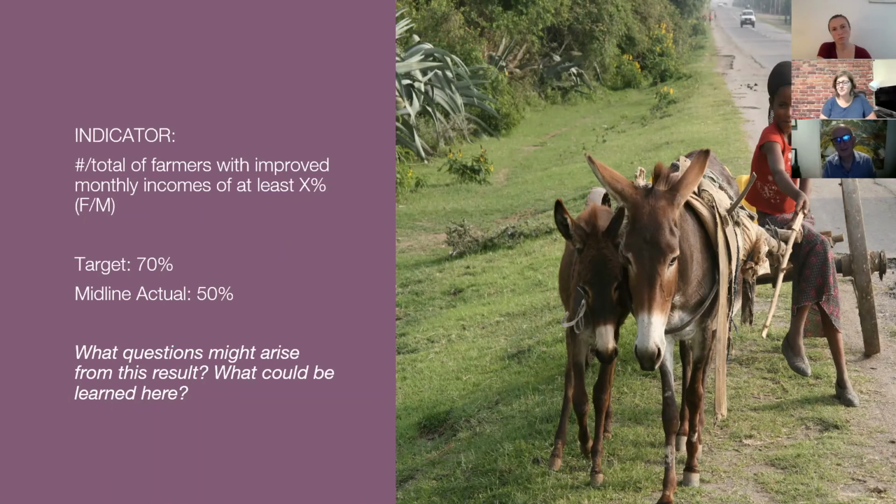I would actually probably, at midline, being this close to the achievement of the target, question whether the target is too low, that maybe it's been a little too easy to get to that target. It's also maybe a good time to ask the question of, okay, so you've achieved that level of income. Has it actually improved your livelihood? Has it improved your daily life enough? Or is that target not high enough to actually achieve the change we're looking for in the household?